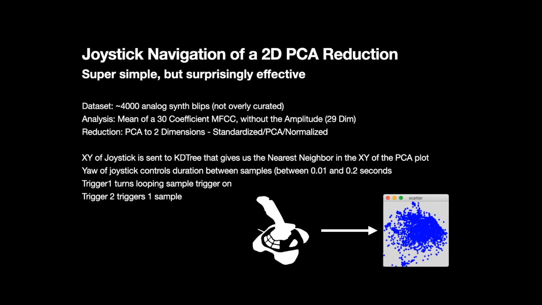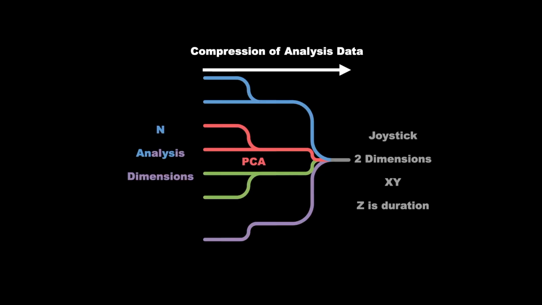So you can see here's my joystick, and I'm just moving XY around this scatter plot with the XY of the joystick. So here's just a little visualization of what's going on, or how I'm visualizing it. We have the N analysis dimensions that are the MFCC, and those go through the process we talked about before, go through the PCA, and are compressed down to the 2 dimensions. And really just playing the XY with those 2 dimensions.